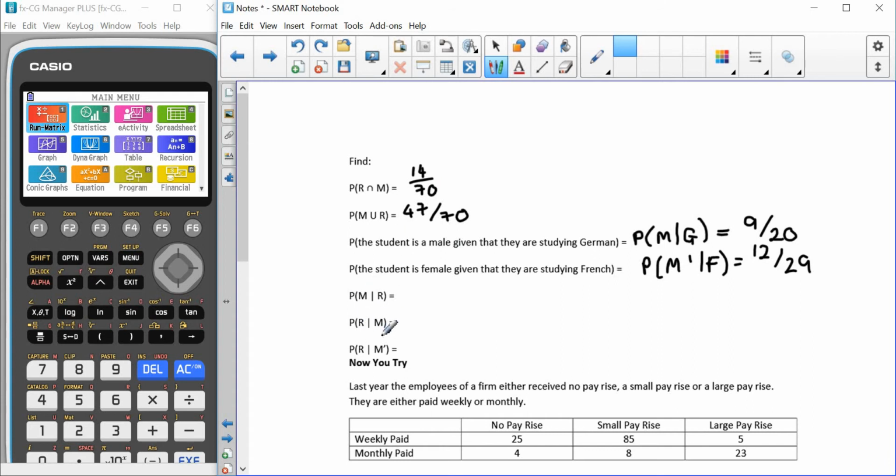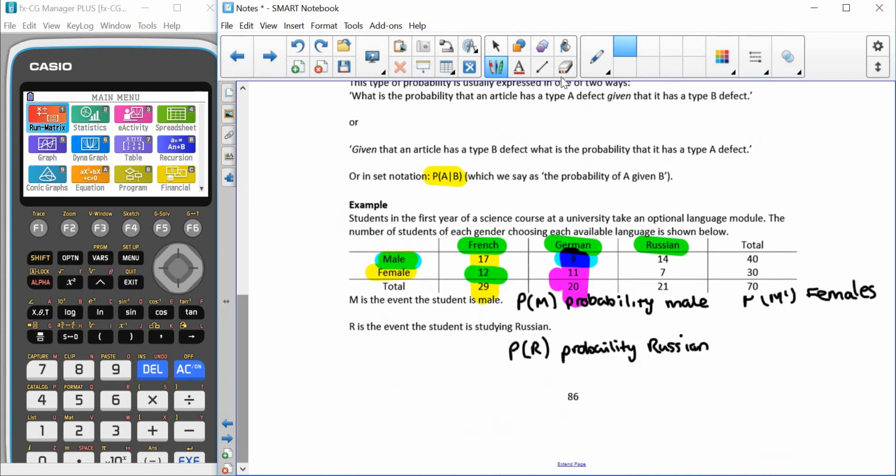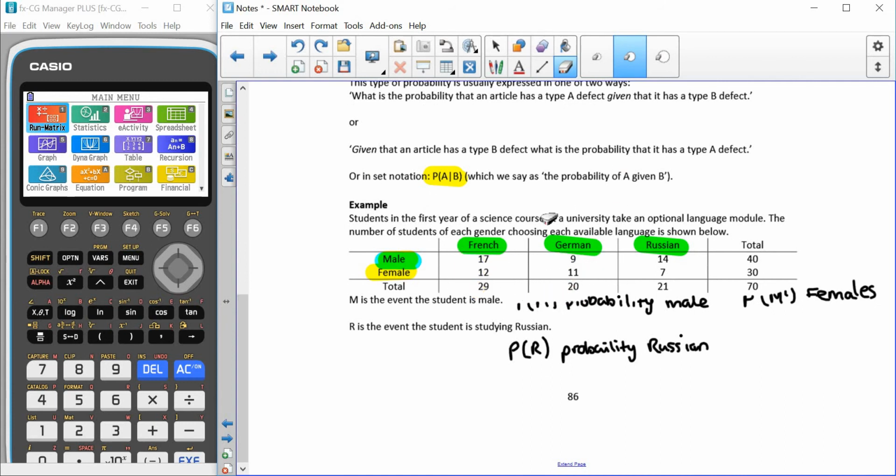So now these ones here are already given in the probability notation for us. So this is read male, given that they study Russian. So if we go back to our table again, I'm going to do some more rubbing out of these so I can see what I'm working with. So we're looking at male, given that they study Russian. So to start off with, we're just looking at our Russian group here. And then we're only interested in the males. So male, given that they study Russian, is going to be 14 out of 21.